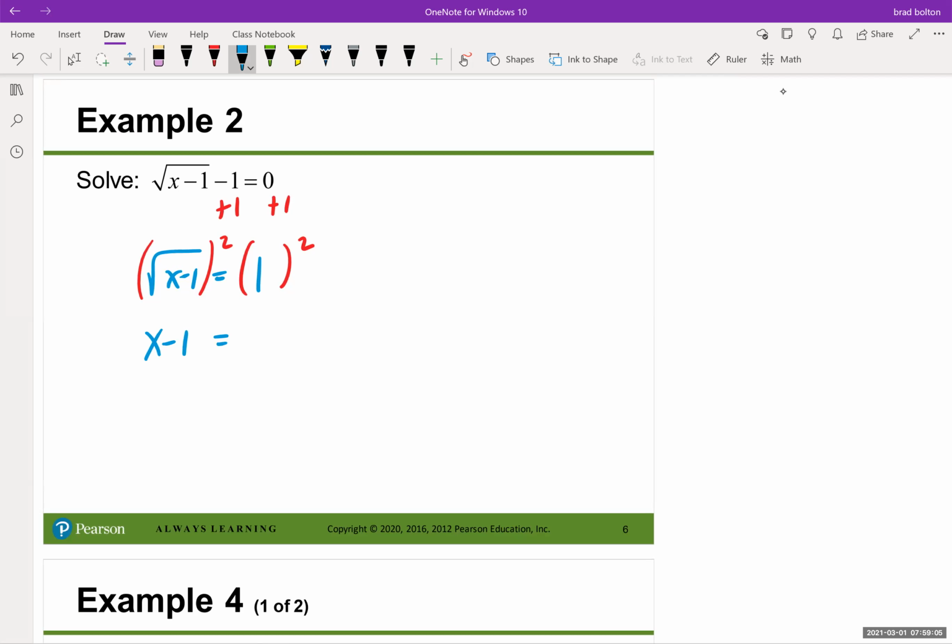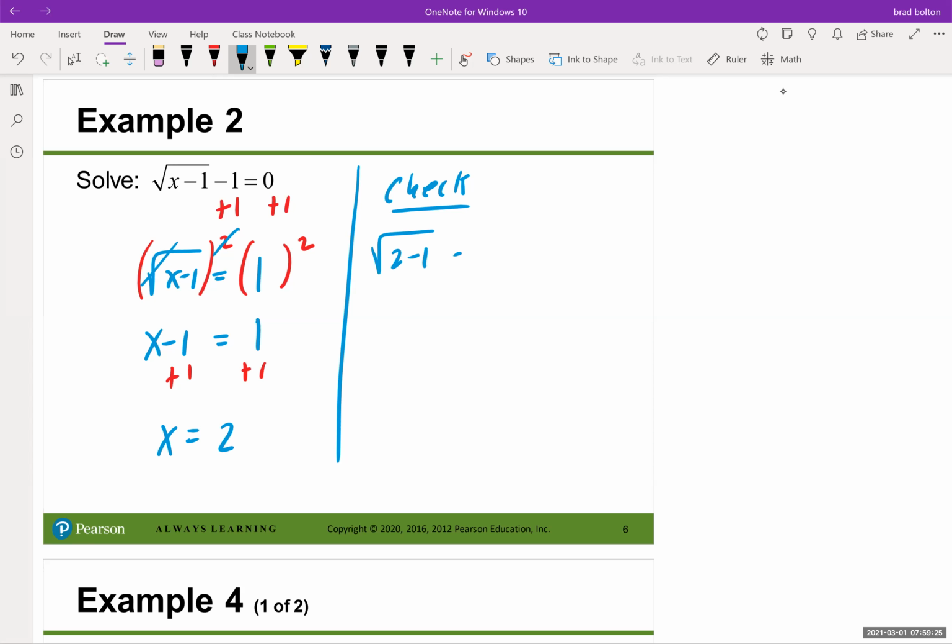x minus 1. Remember, the radical and this square undo each other. They're opposite operations. And then we're left with 1. So now I'm going to add 1, so x equals 2. But now I want to check. So I'm going to say the square root of 2 minus 1 equals 0. So this becomes the square root of 1 minus 1 equals 0, and the square root of 1 is in fact 1. So 1 minus 1 equals 0. So it checks out, and it's a good solution. We'll take it.